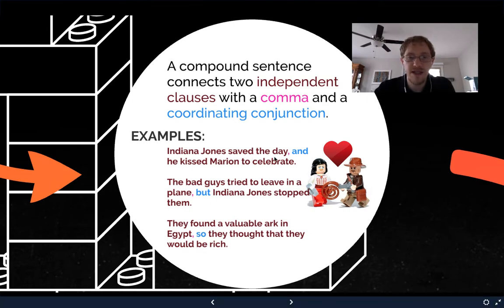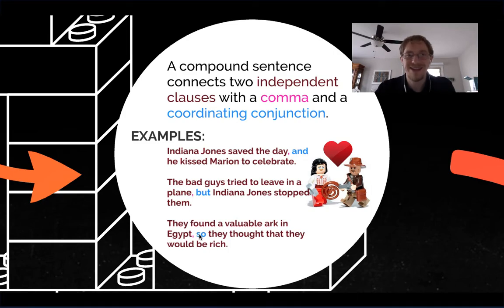Indiana Jones saved the day, and he kissed Marion to celebrate. Notice there's a comma and a coordinating conjunction. The bad guys tried to leave in a plane, but Indiana Jones stopped them. Comma and coordinating conjunction, two independent clauses. They found a valuable ark in Egypt, so they thought that they would be rich. Two independent clauses and a comma and a coordinating conjunction.